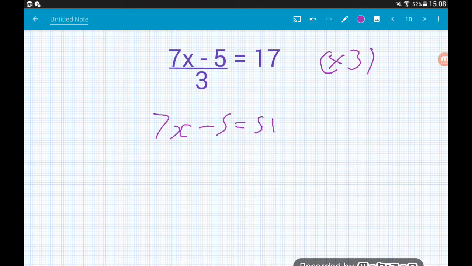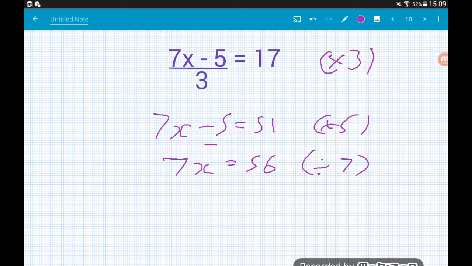Okay, so now we've cancelled out that division. We're back to a normal two-step equation. So we're going to sort out the minus 5 first. So we're going to add 5, and that will leave us with 7x is equal to 56. And then we're going to divide by 7, and that will leave us with x equals 8. Cracking.